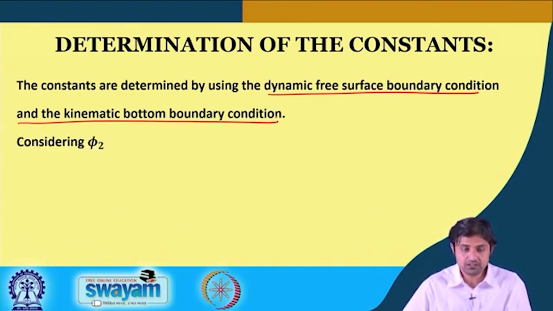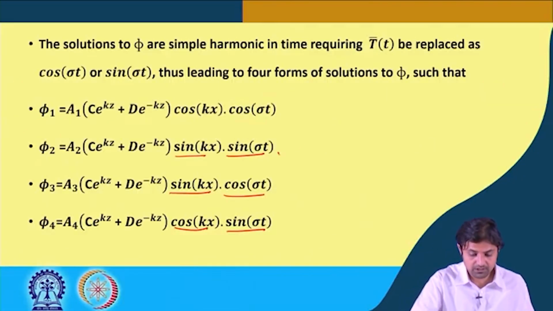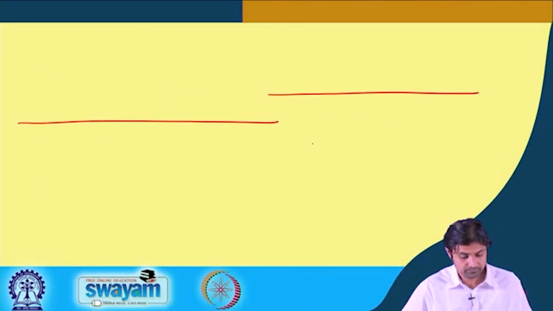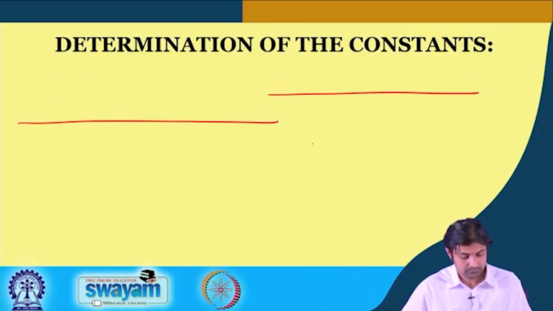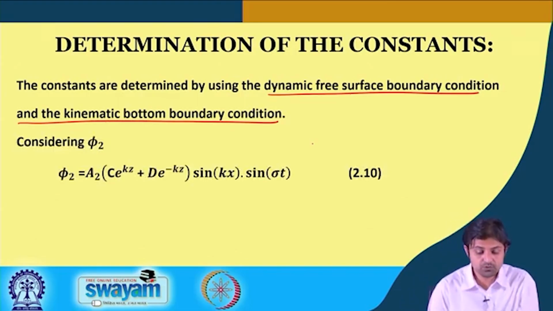Let us consider phi 2. Phi 2 is one velocity potential that we have written here. So, what does it say? Phi 2 is a2 into c e to the power kz plus d e to the power minus kz, into sin kx into sin sigma t. We call this equation number 2.10.